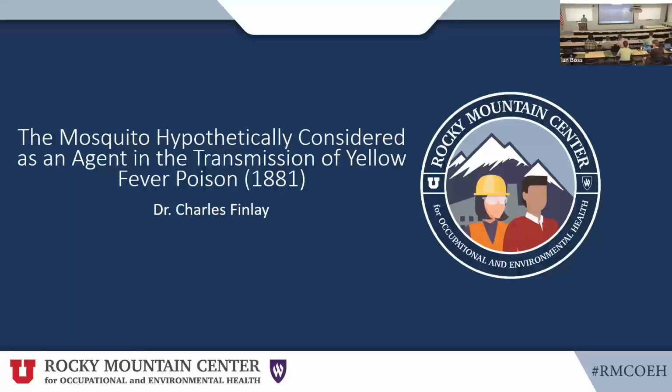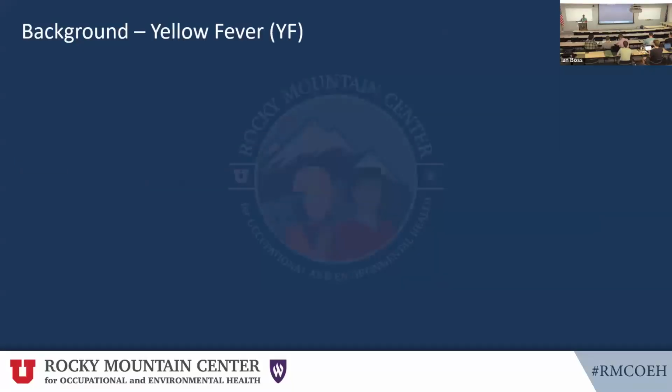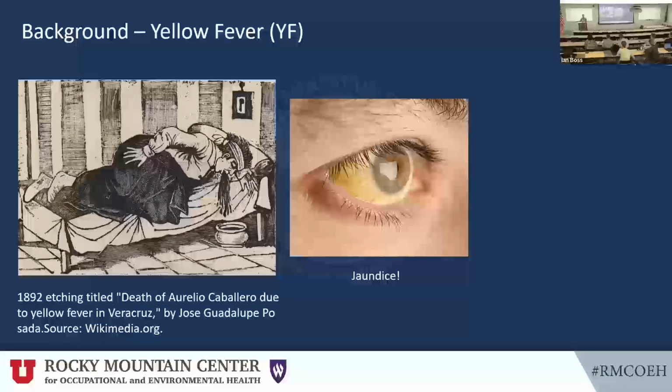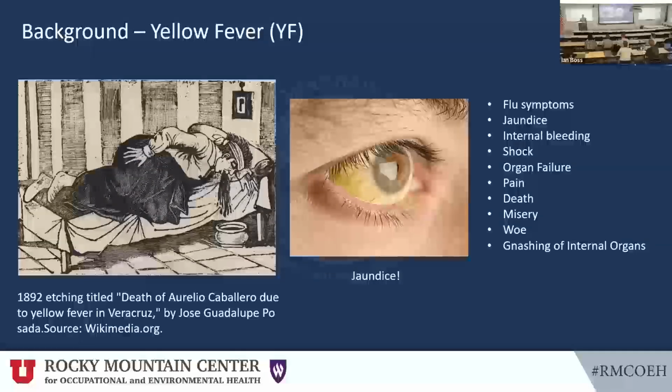So, 1881, by Dr. Charles Finlay. Here's some background on yellow fever. It looks like this. That's a picture, an etching from 1892. The reason it's called yellow fever is because it's associated with jaundice. Symptoms include normal flu-like symptoms, jaundice, internal bleeding, shock, organ failure, pain, and death. Considered awful.